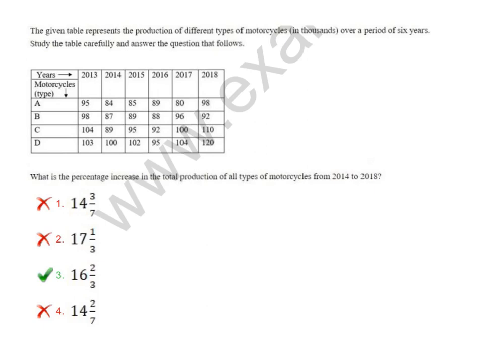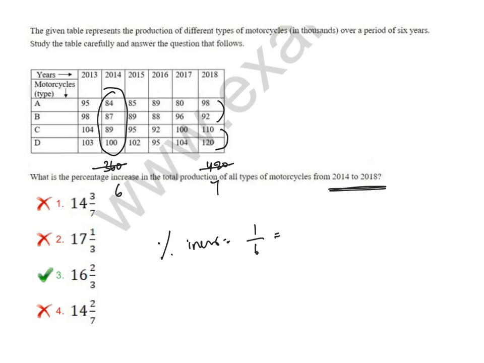He's asking what is the percentage increase in total production of all types of motorcycles from 2014 to 2018? So 100, 380, so 240, and 4 plus 7 plus 9 is 20. So 100 plus 240 plus 20 is 360. Again, here it is 180 plus 220, that is 410. Then after that you have 10, so 420. So for the percentage increase, the ratio is 6 to 7, therefore the percentage increase is 1 upon 6, which is 16 2 by 3 percent.